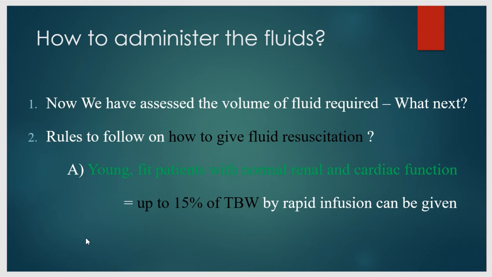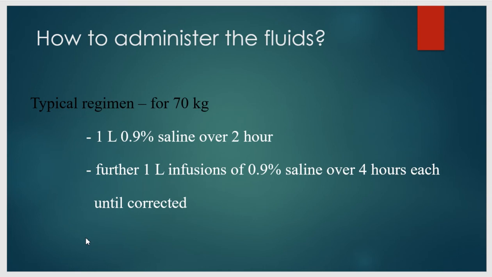Now, suppose using weight and hematocrit, we have calculated the fluid depletion. We have assessed the volume of fluid required. What next are we supposed to do? There are some rules to follow on how to give fluid resuscitation. We'll take up young fit patients with normal cardiac and renal function. In this case, up to 15% of total body water we can give by rapid infusion in young, fit patients.